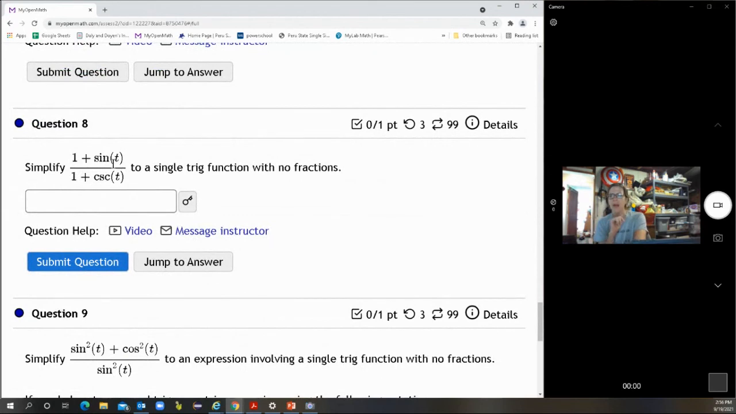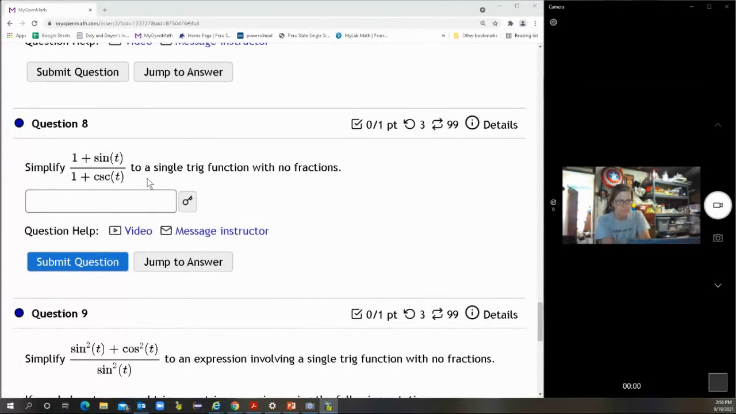All right, on question number 8, I would do the same thing we just did. So on top, you have 1 plus sine. On the bottom, you'll have 1 plus 1 over sine. And now another thing you can do there, so actually let me show you this just real quick. You have 1 plus sine over 1 plus 1 over sine.